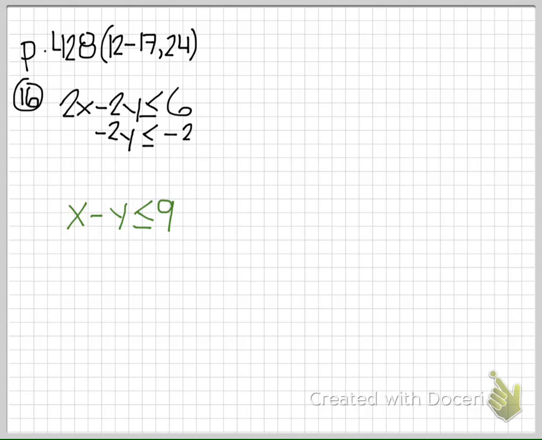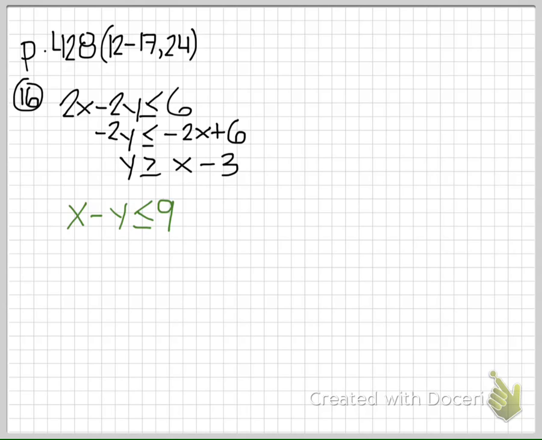And we're going to go ahead and subtract 2x from both sides of the inequality symbol on this first equation. And then we divide by -2. Everything gets divided by -2, and keep in mind when you divide by a negative, that inequality symbol changes. It's no longer less than or equal to, it is now greater than or equal to.